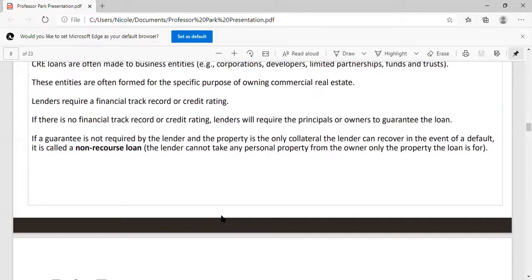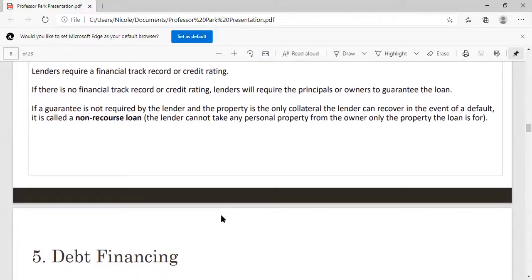So usually the entity that's formed will only own that one piece of property. And again, this is to protect the developer slash investor owners. So usually it'll be within an LLC, but it can vary depending on what the goal is of the investor. But that means that the lender can't go after anything outside of that LLC if there's a default, which is really important because most people don't want to lose their homes or anything else if there's something that goes wrong.